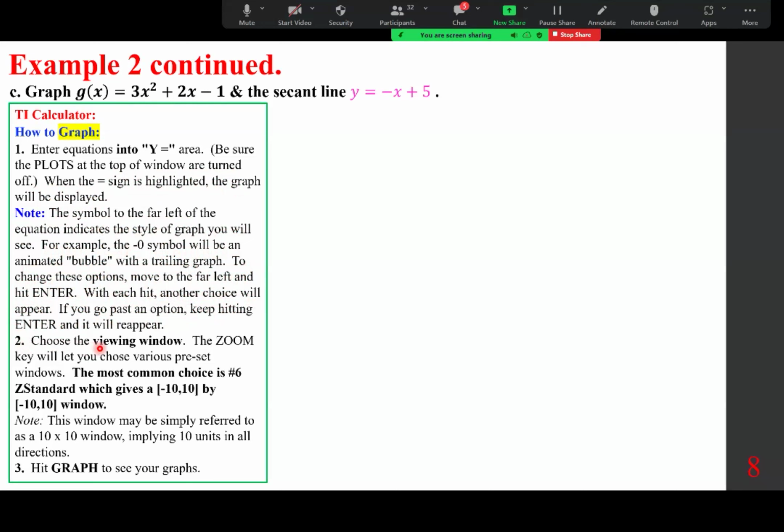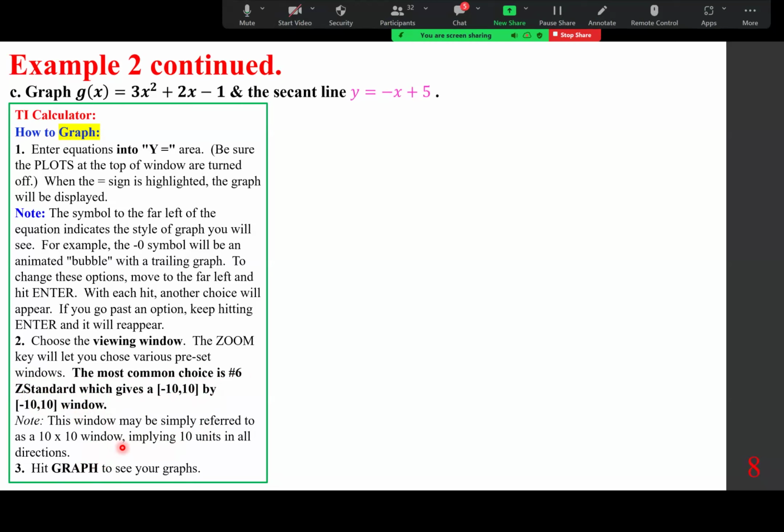Step 2, choose the viewing window. The zoom key will let you choose various preset windows. The most common choice is number 6, Z standard, which gives you a -10, 10 by -10, 10 window. Note, this window may simply be referred to as a 10 by 10 window, implying 10 units in all directions. Step 3, hit graph to see the graph.